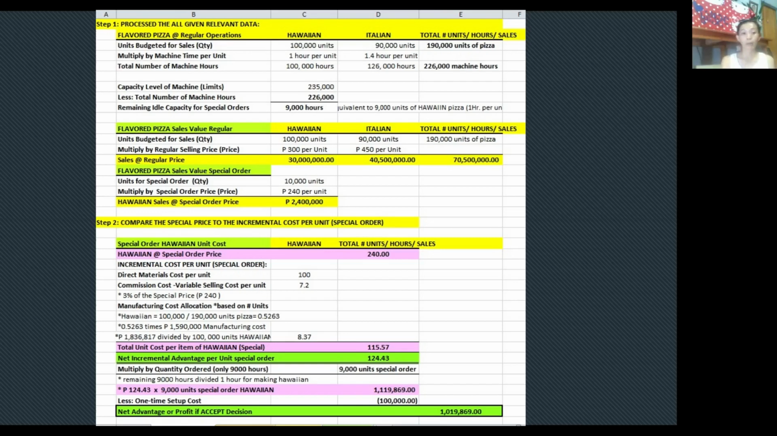However, the capacity or the limitation of Pampanga is not 226 but 235. So this is the level of machine hours. Their limit is 235. They are having an idle capacity, or the capacity that they have not used, which is an equivalent of 9,000 hours.